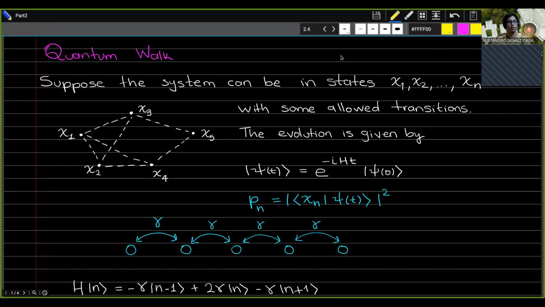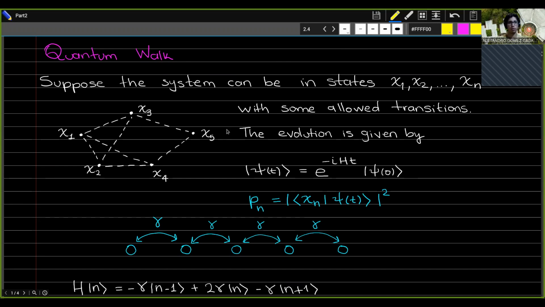Hi, for this second video, I'm going to be talking about quantum walks and the Anderson localization problem. So for the quantum walk, we suppose we have a system, and that system could be in the states x1, x2, x3, up to the state xn.